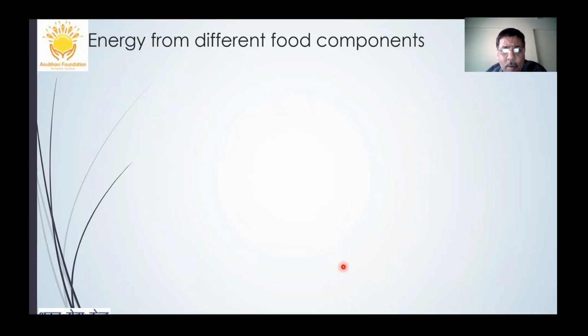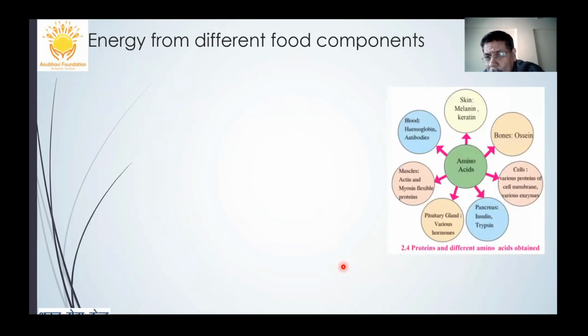So now energy from different food components. Amino acids, proteins, and different amino acids which are obtained, they have different roles. Amino acids will be used in skin for the production of melanin and keratin. In bones, there is a protein called osseine which helps in strengthening the bones. Then in cells, various proteins of cell membrane and various enzymes are formed by amino acids.